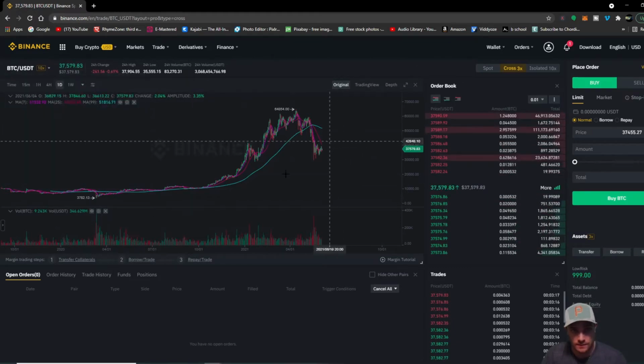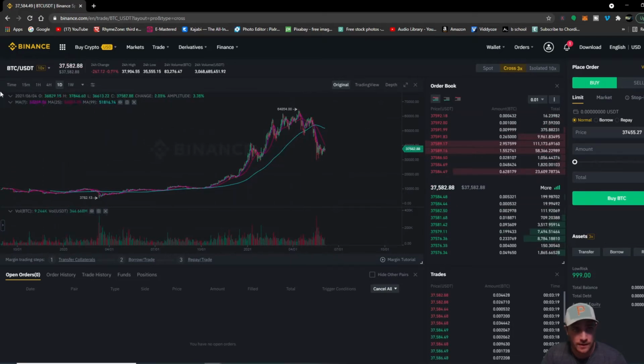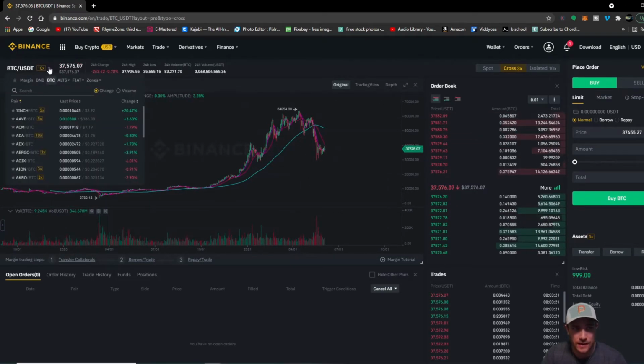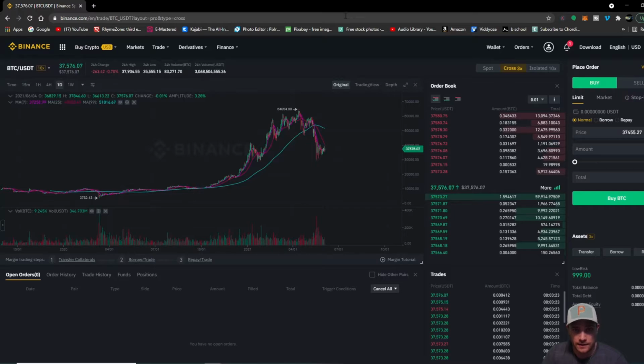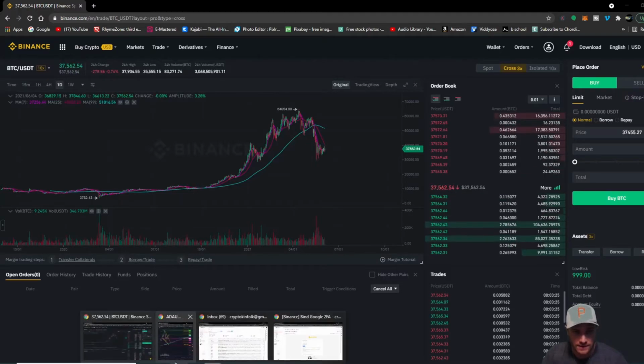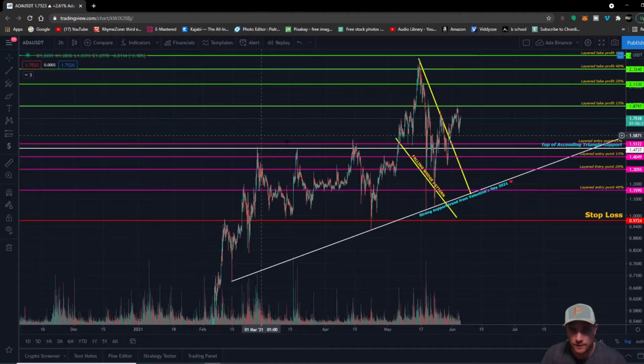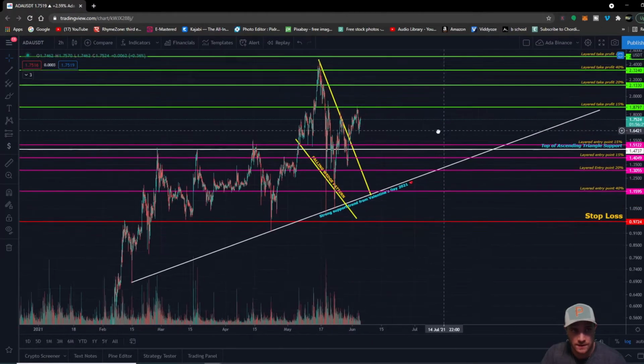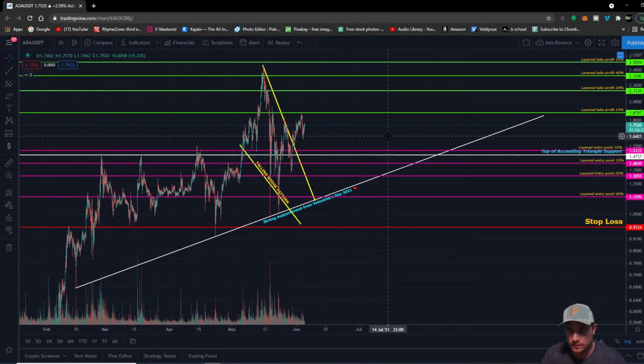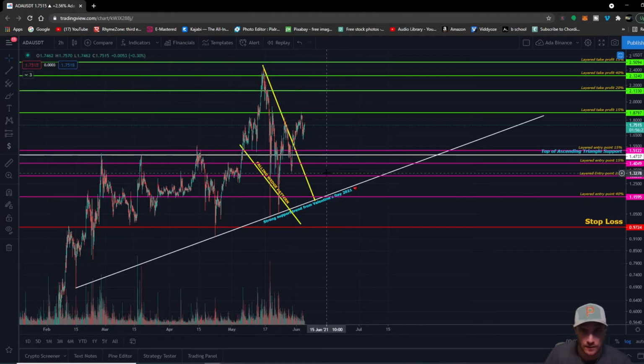So the chart we're currently looking at right now is BTC USDT, and we have a trade setup back here for ADA. This is the ADA trade setup that we put together. Pretty simple idea. Maybe it hits, maybe it doesn't.